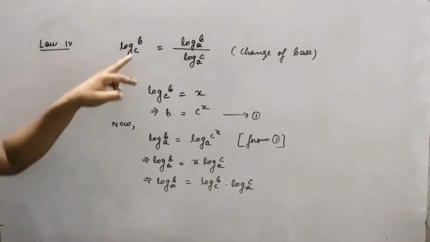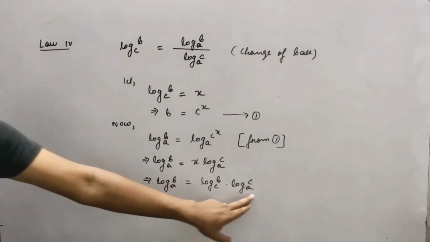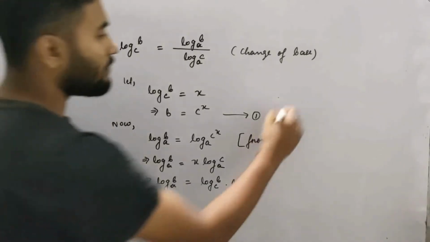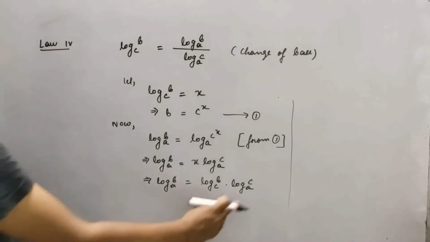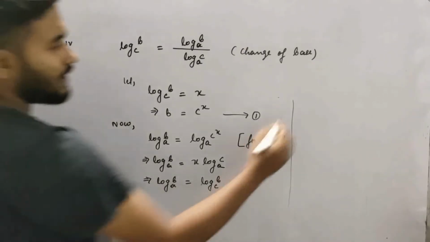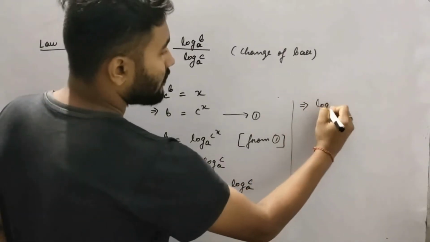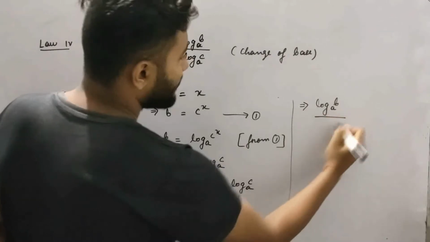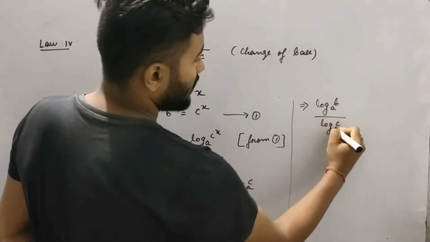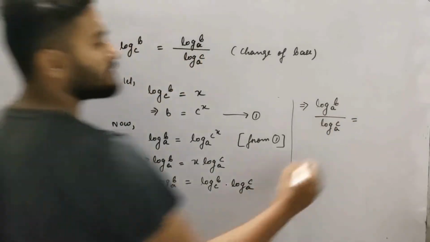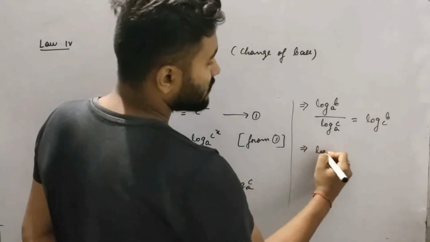So substitute the value: log b base a equals log b base c into log c base a. Log c base a, which is multiplied over here, if it comes to this place, it will become a divide, right? So bring this one over here. Log b base a divided by log c base a will be equal to, what will remain, log b base c. So this is our change of base. You can write it by flipping this one.